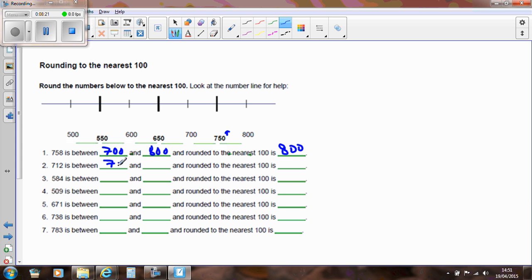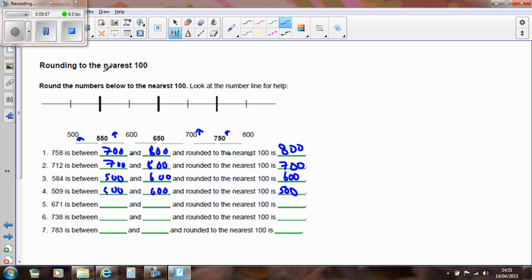712, again, it's between 700 and 800. So it's probably about there. And again, it's closer to 700 than it is to 800. 584 is between, if we look on this number line, 500 and 600. And 584 is probably right there, because it's 550, 60, 80. So therefore it's closer to 600 than it is to 500. 509 is the same, between 500 and 600, but 509 is probably about there, which means it's a lot closer to 500 than it is to 600.